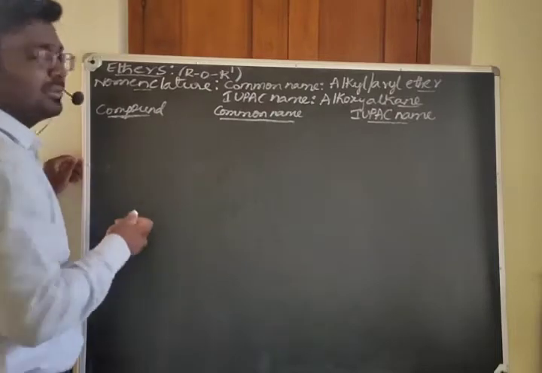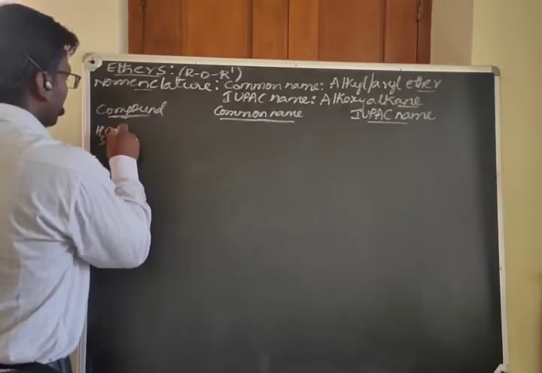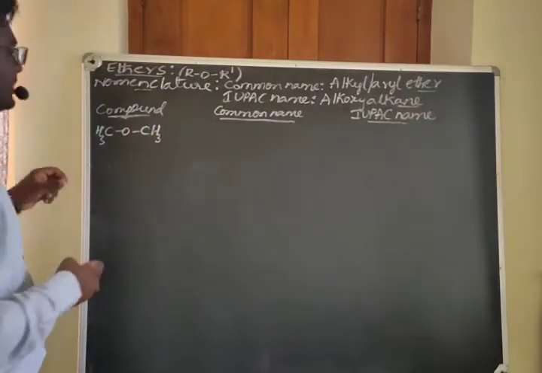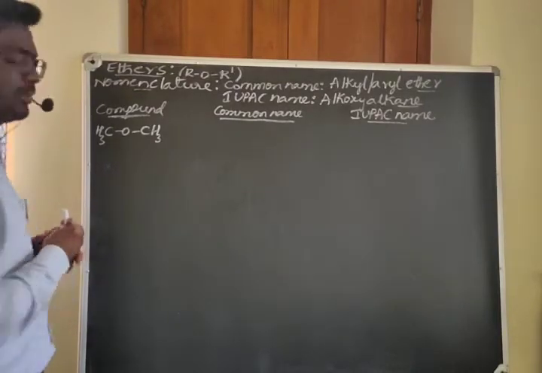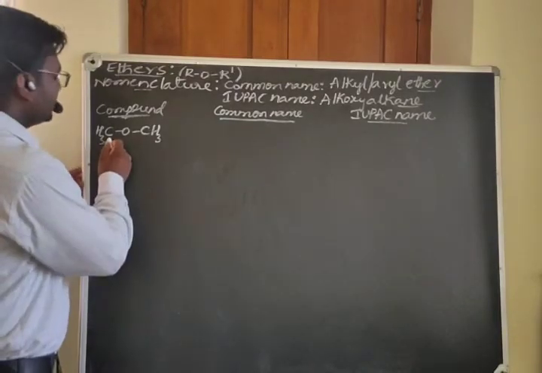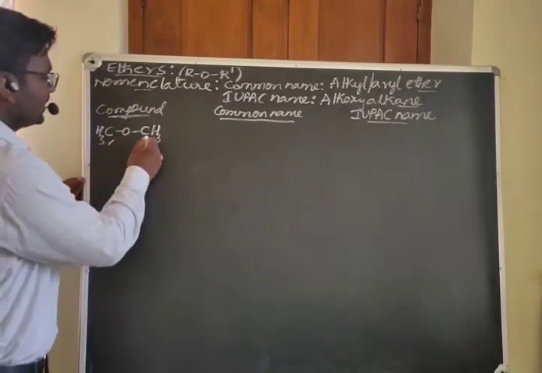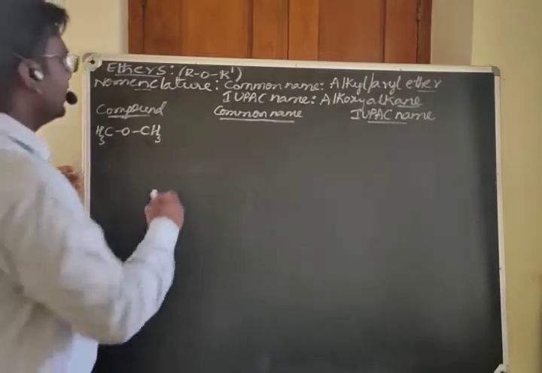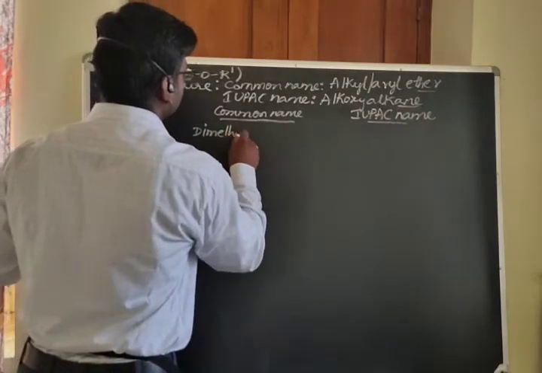The first member in ethers is CH3OCH3. What is the common name of this compound? We have to first identify the alkyl groups present. It is a one-carbon alkyl, that is a methyl group. This is also a methyl group. So we have two methyl groups, and we have to call it dimethyl ether.